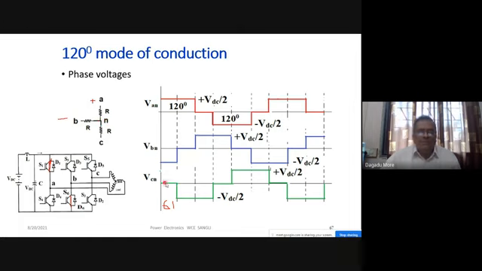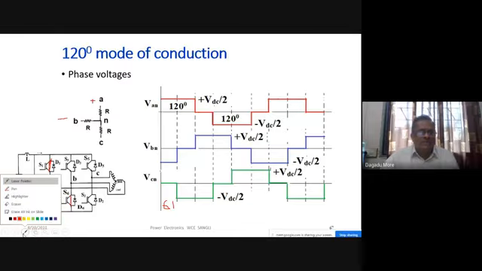And what about the VCN? C is not connected, so VCN voltage is 0. So here we have shown this case: whenever devices 6 and 1 are conducting, then VAN will be plus VDC by 2, VBN will be minus VDC by 2, whereas VCN will be 0.